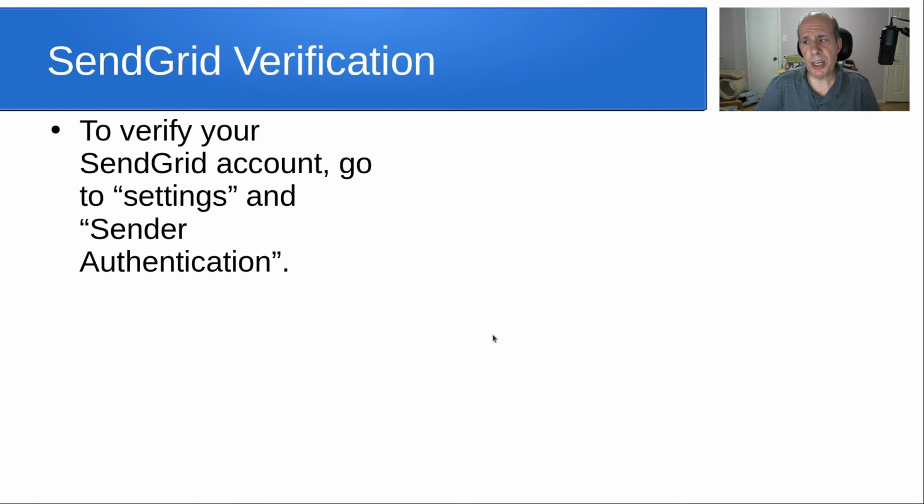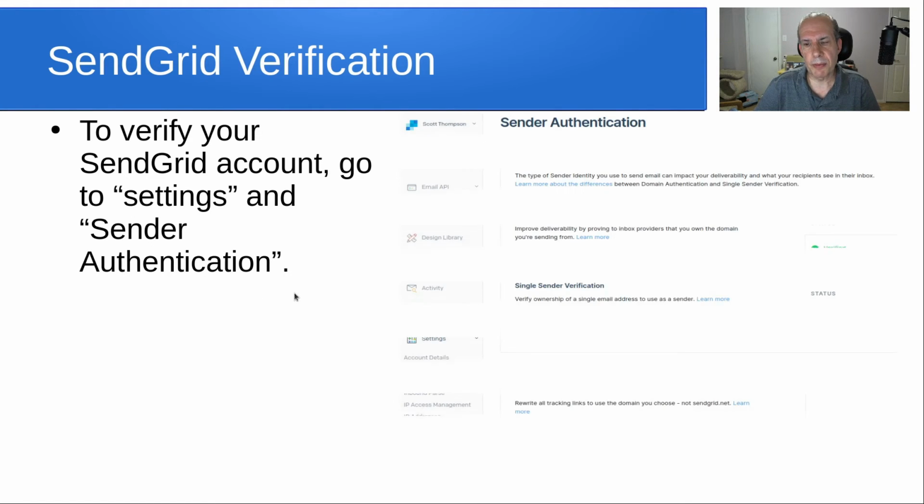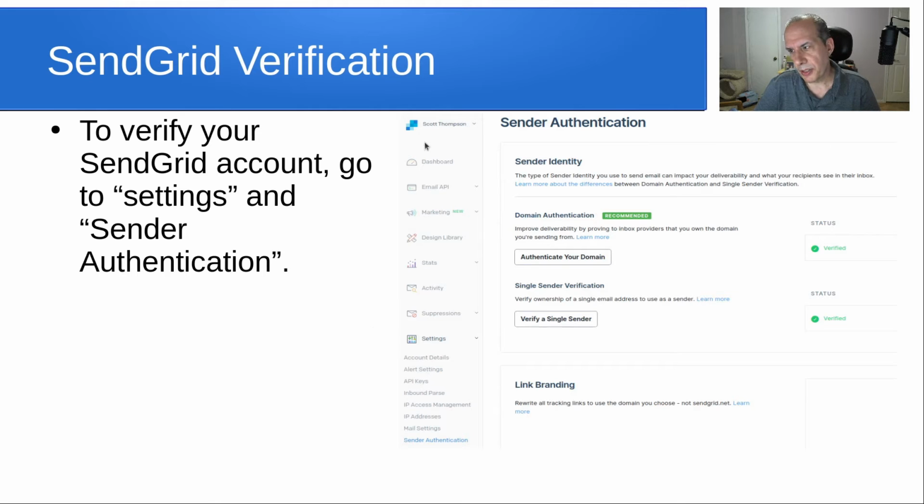To verify your SendGrid account, on your SendGrid account, you go to Settings, and you go to Sender Authentication. And that looks like this. This is the SendGrid screen. I'm logged in here. And you go down to your Sender Authentication under Settings. So you have to choose Settings first, and then Sender Authentication. And then they have the option to authenticate your domain and also verify a single user. And you can see that I've actually done both.